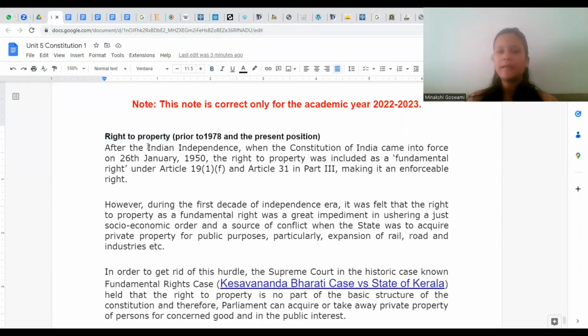Okay, so after independence, when India got independence, Constitution became applicable and it became enforceable from 26th of January 1950. At that point in time, right to property was included as a fundamental right under Article 19(1)(f), Part 3 of Constitution. And it was enforceable. We could go to the court for violation of this fundamental right. If somebody was taking away our right to property, we could go to the Supreme Court directly to enforce it.